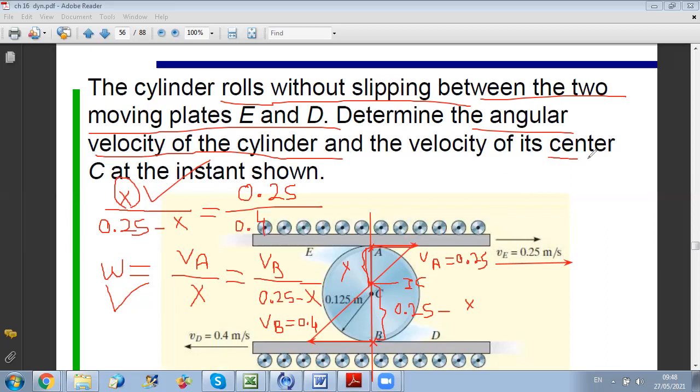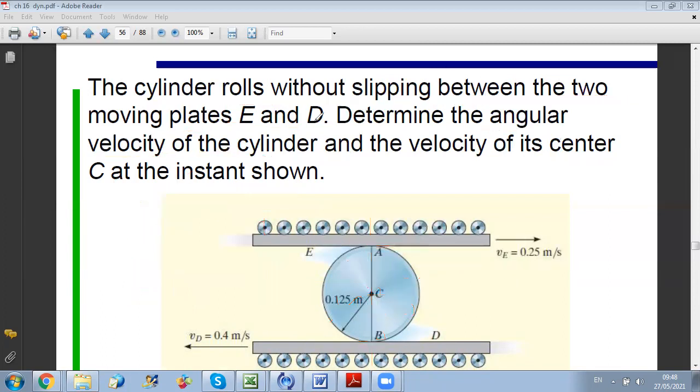For example, they asked me for the velocity now at the center. Okay? As shown, the center will move to the left. How did I know it will move to the left? Because in the figure, C is below the IC. Okay? And the omega of rotation is like this, clockwise. So C will be moving backward. And to get the velocity of C, all I have to do is get the distance between the IC and C. This distance from the figure is the radius minus X.